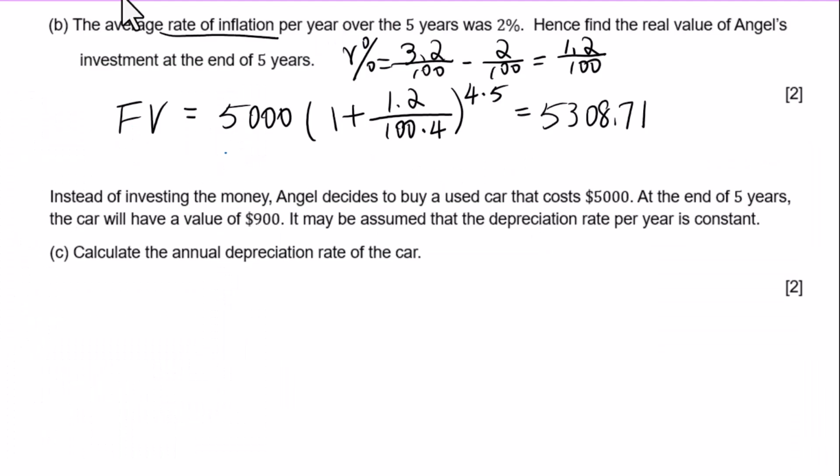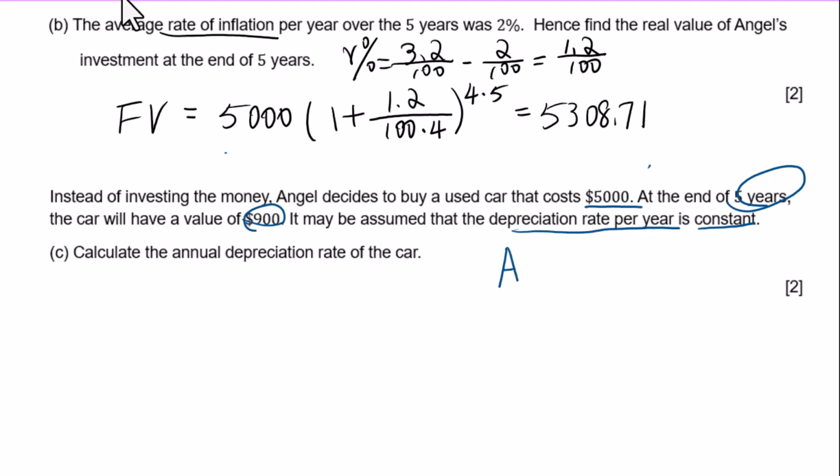Let's go to C. Instead of investing the money, Andrew decides to buy a used car that costs $5,000. At the end of 5 years, the car will have a value of $900. It may be assumed that the depreciation rate per year is constant. Calculate the annual depreciation rate of the car.